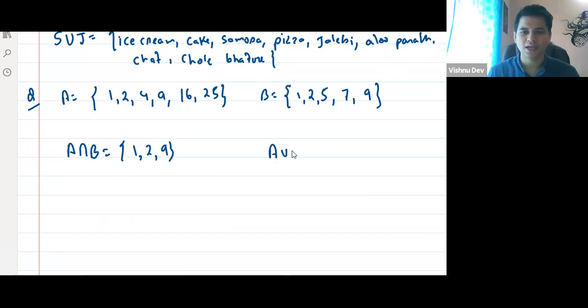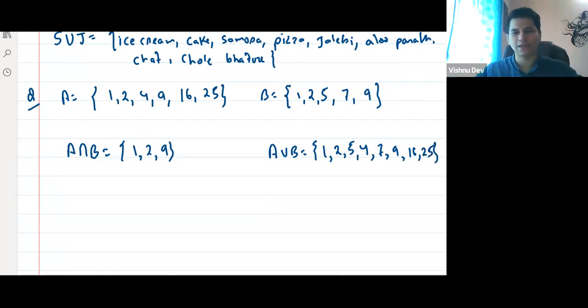And what is A union B? 1, 2, 4, 5, 7, 9, 16, 25. Yes or no? Easy, super easy. Does everyone understand up to here? Anyone have any doubt till this point? Understood? Very good.